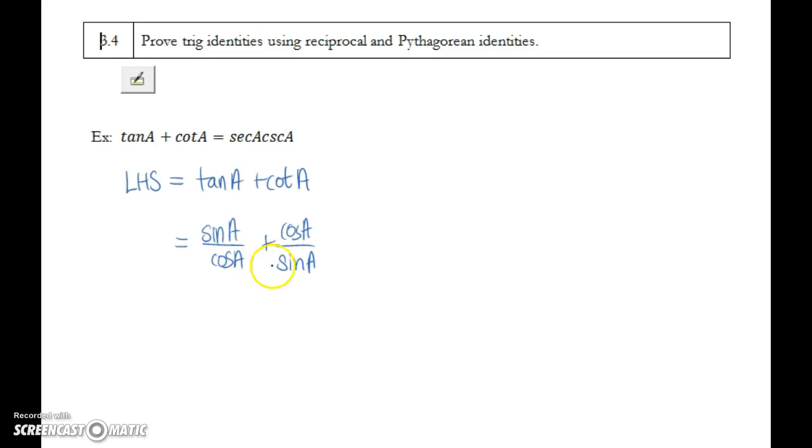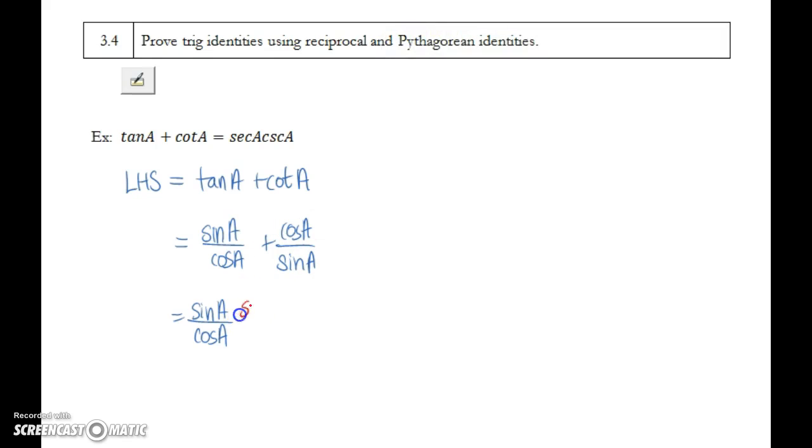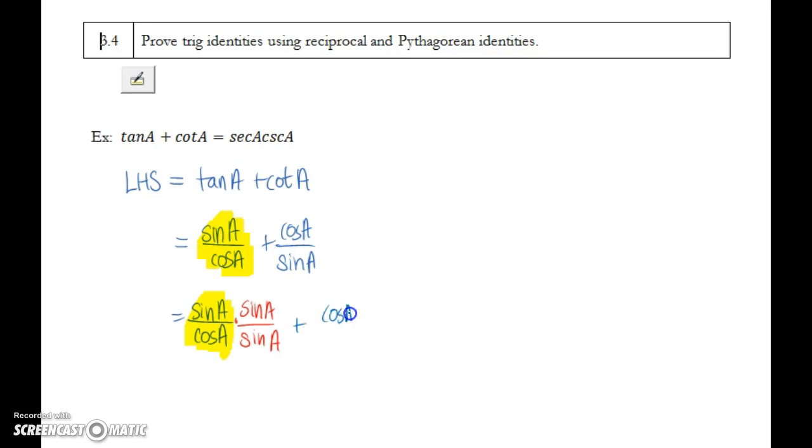Notice that both of these fractions have a cosine and a sine. So let's consider our first fraction, sine A over cosine A. To get a common denominator, you also need a sine A from the second fraction. So we're going to multiply the numerator and denominator by sine A over sine A. Let me color code here so that is the same fraction. Now we want to add that to cosine A over sine A. But again, we want a common denominator, so we're missing that cosine in our denominator. We're going to multiply the numerator and denominator by cosine A over cosine A.